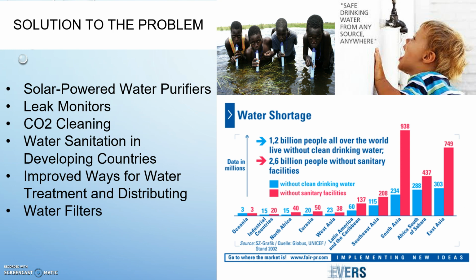Water sanitation in developing countries is definitely something we should push for, where we create the opportunity for people to gain affordable, safe drinking water that can help provide healthier lives for them. And then improve ways for water treatment and distribution in these countries. Basically having a plan in place to clean the water from the harmful bacteria and then distribute that water to the people that need it. And then lastly, water filters.